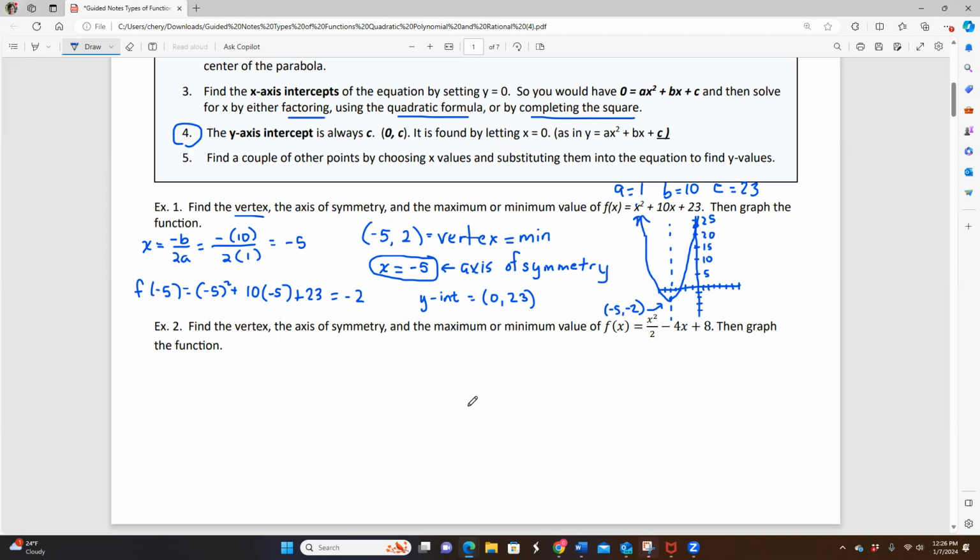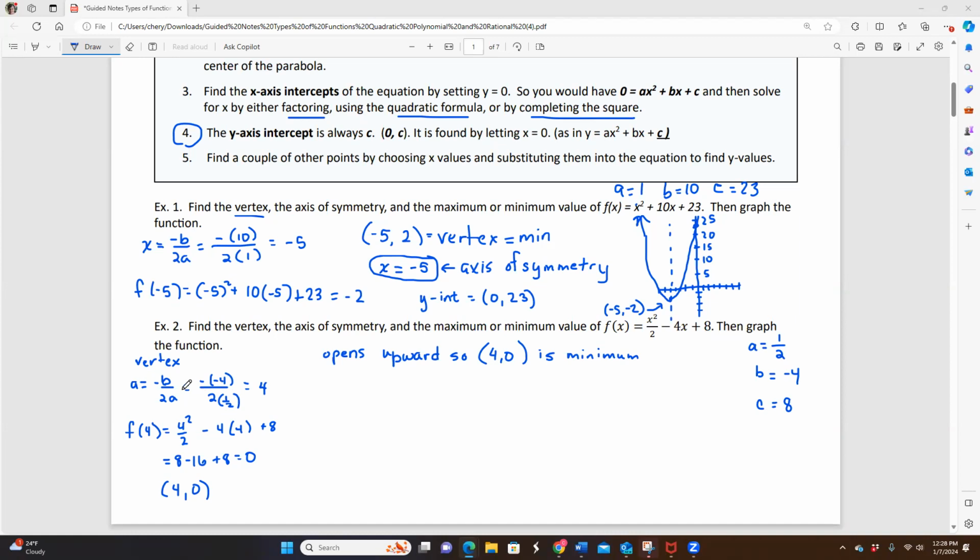Lovely. All right, let's skip to example 2, where once again it asks us to find the vertex, the axis of symmetry, minimum or maximum value of x squared over 2 minus 4x plus 8. So first we identify our a, b, and c. In this case, our a with x squared over 2 would be the same as 1/2. Our b would be -4, and our c would be 8. Go ahead and calculate your vertex and come back up.